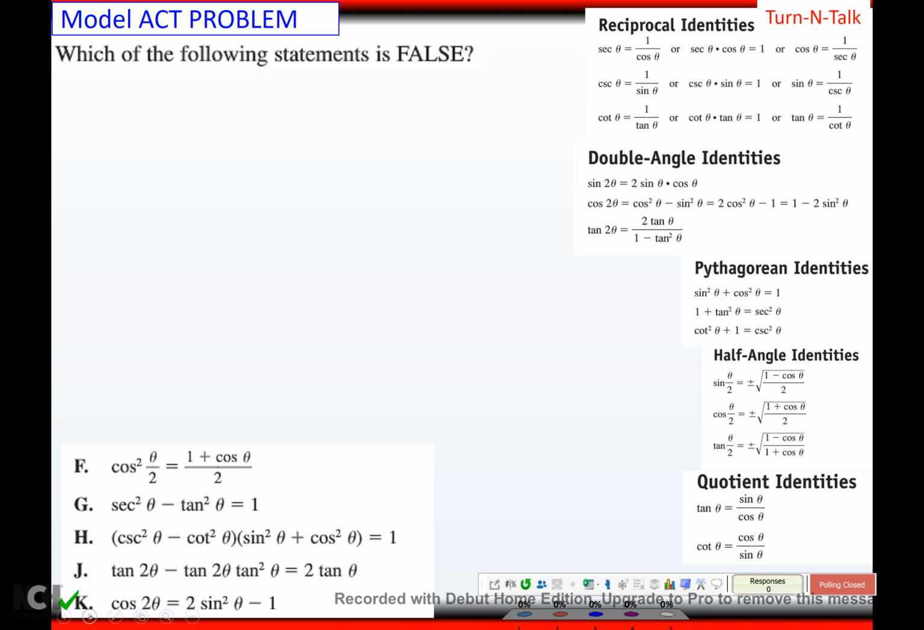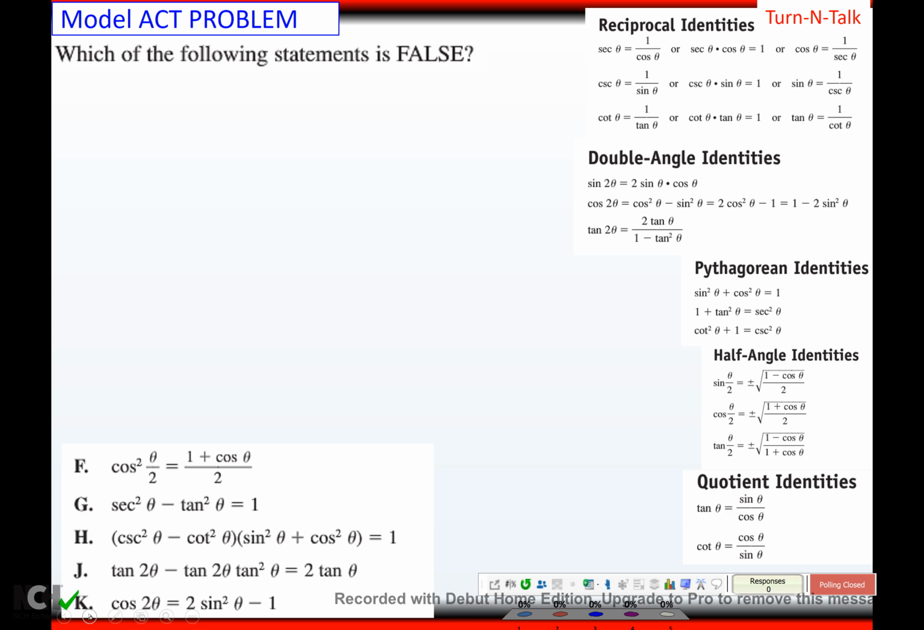Okay, now on this one, as far as an ACT prep question, I'm going to work it out and go through every single F, G, H, J, and K. But obviously, in a real ACT test, you would not have the time to do this. What I would recommend is you look at the ones you can just see.